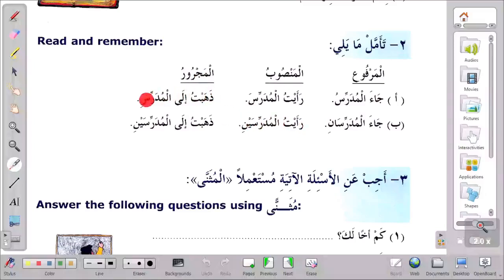The same thing here. Zahabtu ila al-mudarrisi. But when there are two, zahabtu ila al-mudarrisaini. So you see, it is very simple. The i'rab of the dual: when it is marfu, it is going to have alif. But when it is mansub or majrur, the alif will change to ya.